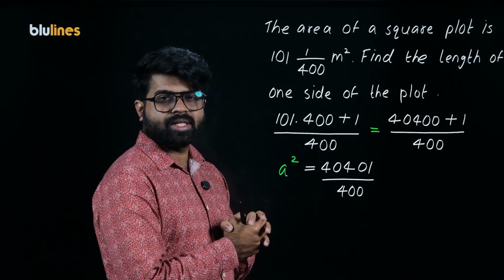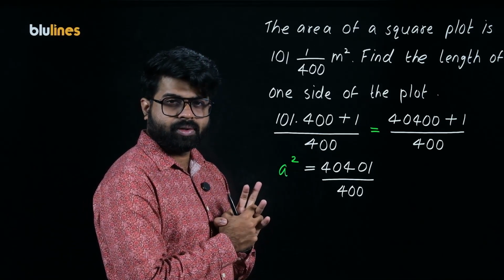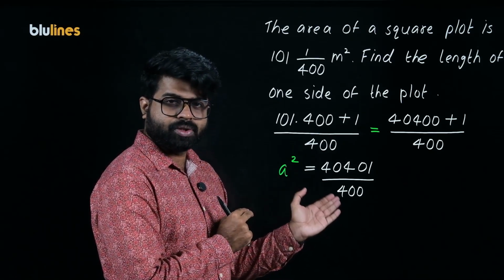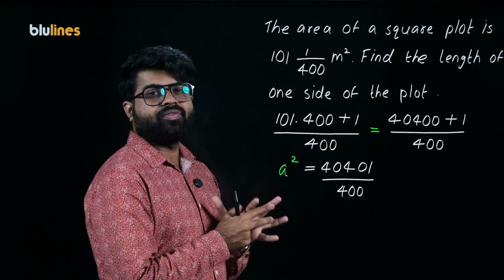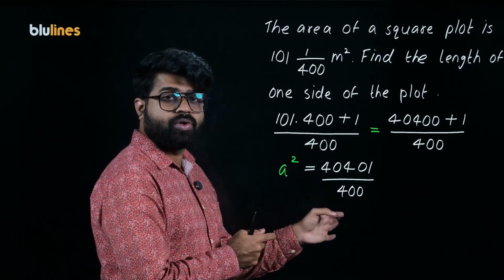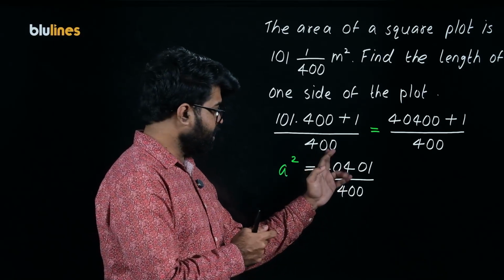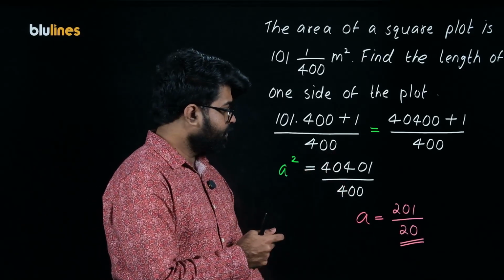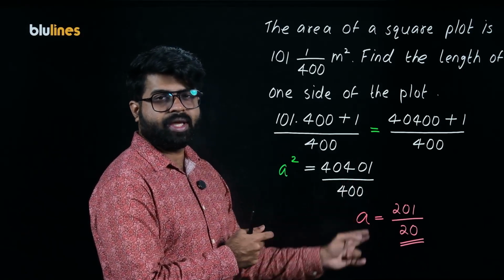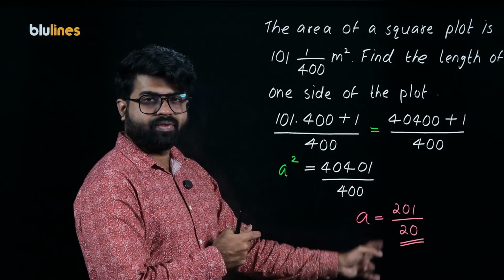Now this is the area of a square. If the side length of a square is equal to a, then the area is equal to a square. So a square is equal to 40401 upon 400. How can you find the side length? a into a, so you can find the square root of 40401. On simplification, I know that the square root of 40401 is 201. So the side length of the square must be equal to 201 upon 20.